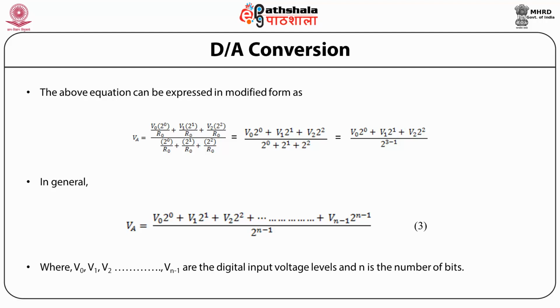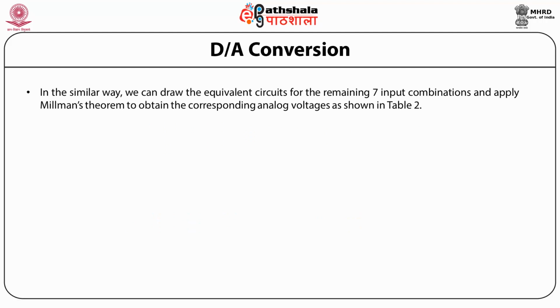Here V0, V1, V2 till Vn minus 1 are the digital input voltage levels and n is the number of bits. In the similar way, we can draw the equivalent circuits for the remaining 7 input combinations and apply Millman's theorem to obtain the corresponding analog voltages as shown in the table discussed before.